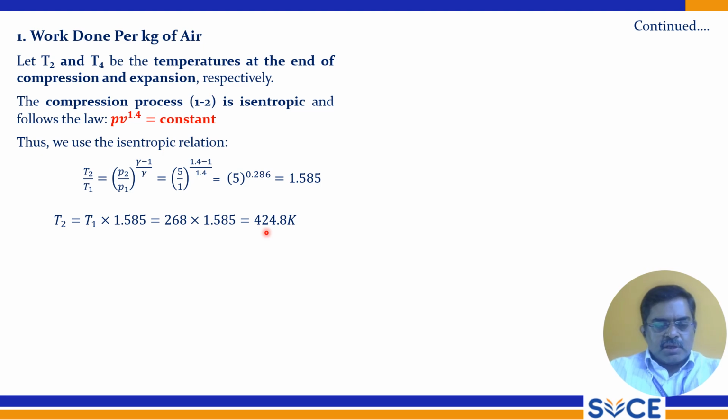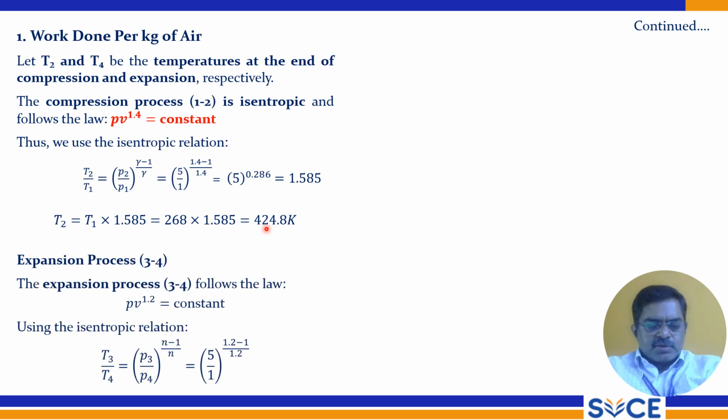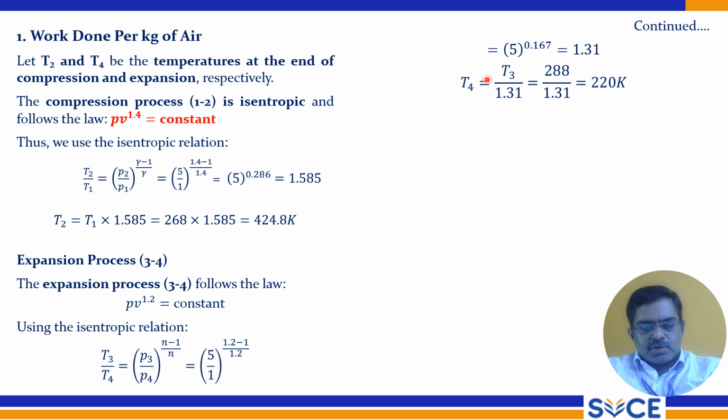So now only T4 is unknown, and this T4 can be calculated like this. PV^1.2 equal to a constant. So T3 by T4 equal to (P3 by P4)^((n minus 1) by n), equal to (5 by 1)^((1.2 minus 1) divided by 1.2), so that is 1.31. So T4 is equal to T3 by 1.31, so that is 220 Kelvin. So that is T4, and we now know T1, T2, T3 as well as T4.